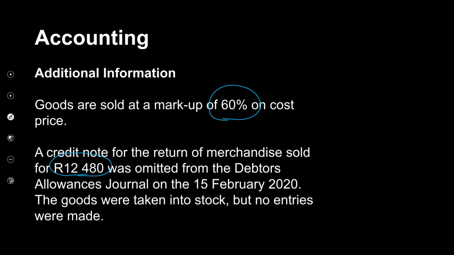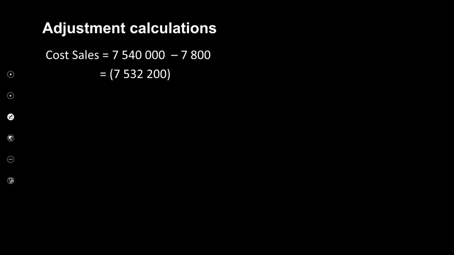So what is the 7,800? You've calculated the cost of sales to be 7,800. The cost of sales of that particular credit note of 12,480, the cost price of those goods amounted to 7,800. I repeat, the 12,480 was the selling price of the goods that were returned, and the cost price was 7,800. Therefore, if you look at your cost of sales now, there's the initial figure of 7,540,000 minus the 7,800.